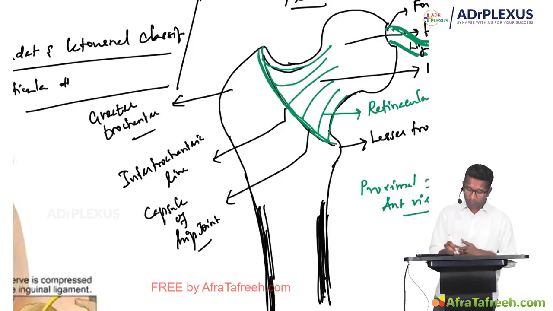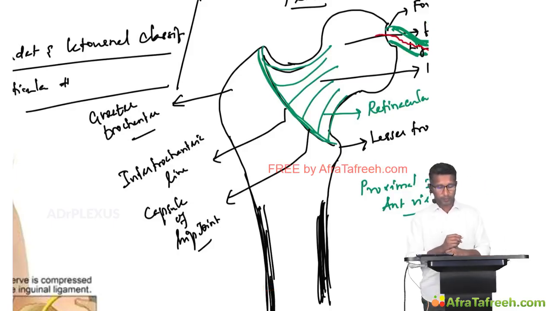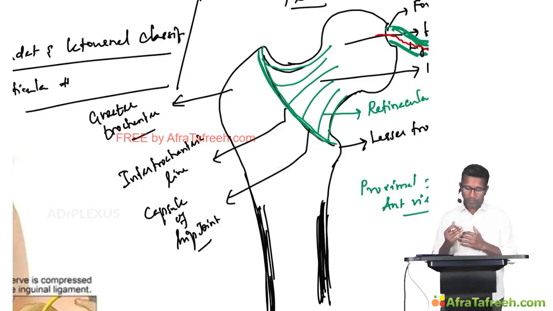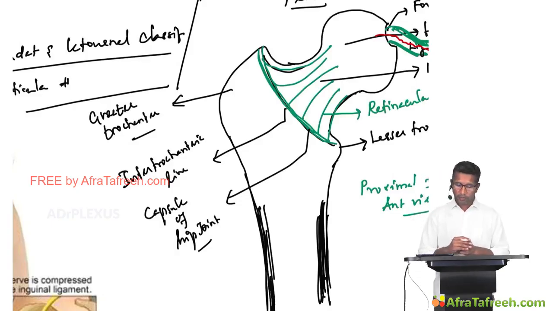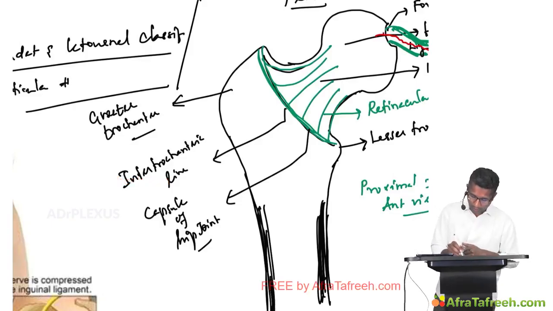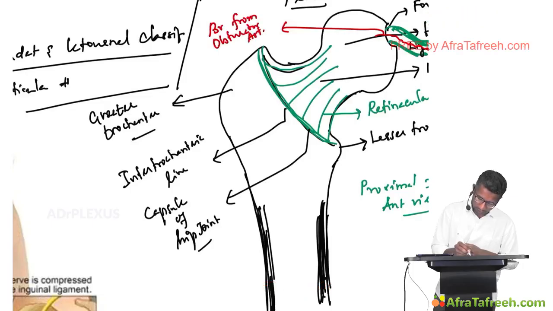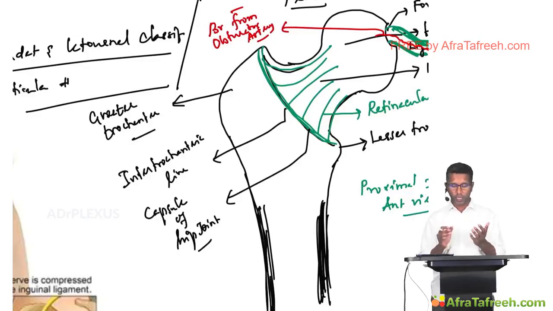Now the next important question is, what is the vessel which runs through the ligament of the head of the femur? Can anybody tell me what the vessel is which runs here? The vessel which runs here is the artery to the head of the femur, which is a branch of the obturator artery. So these are the things you should know from the anterior aspect.